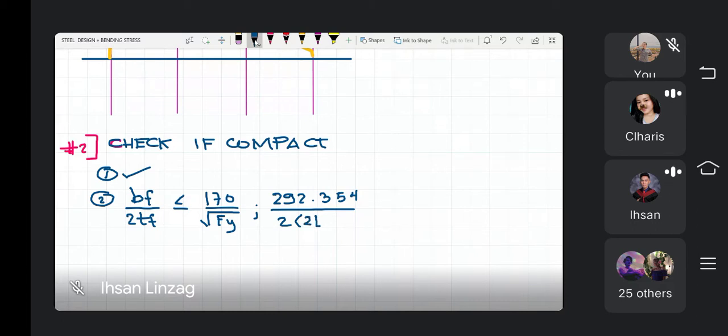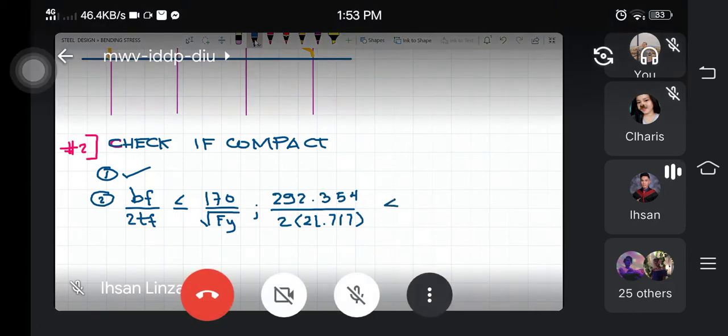21.717 po. Thank you, ma'am. So less than dapat siya or equal sa, this is 10.8 since na-compute na natin yan nung first pa lang. So what is this? Yung una, that is 6.73, sir. So we have 6.73, which is less than siya, I think 10.8.